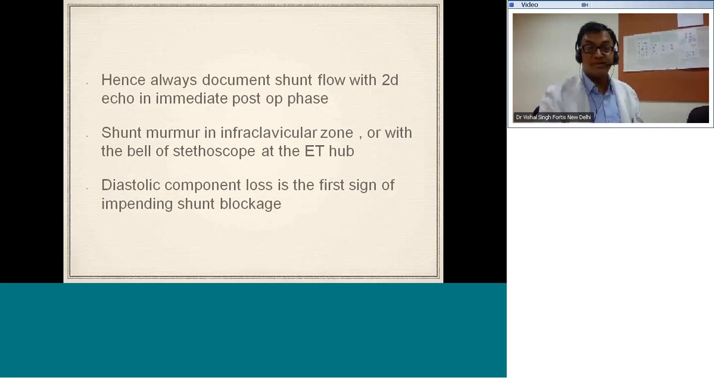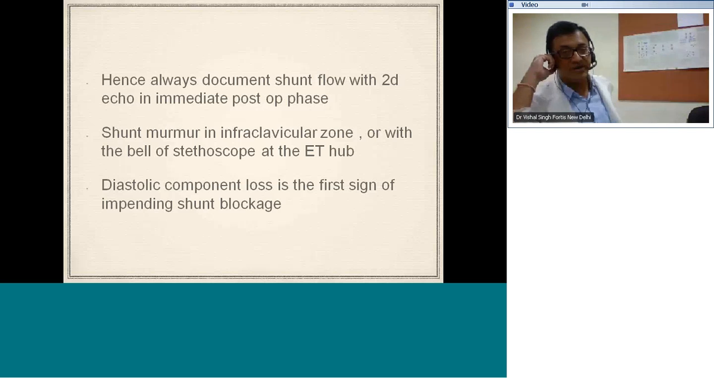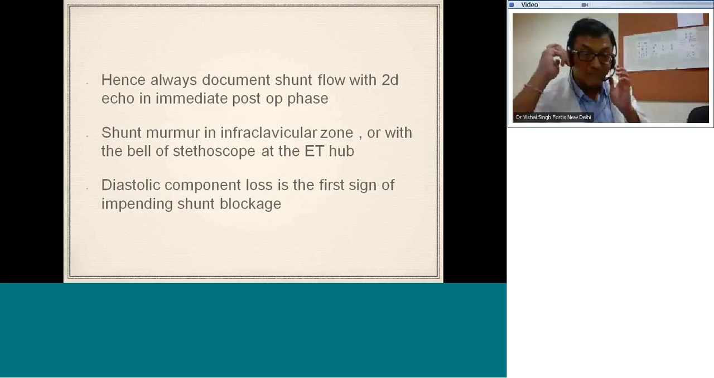This should be documented. Hence, it's always imperative that whenever the patient comes, within 2 hours you document the shunt flow, start heparin, make your fluids and everything, and target systolic blood pressure. At least above the 50th centile should be maintained. Always auscultate the shunt murmur in the infraclavicular zone, or with the bell of a stethoscope at the ET hub. And remember that loss of the diastolic component is the first sign of impending shunt blockage.